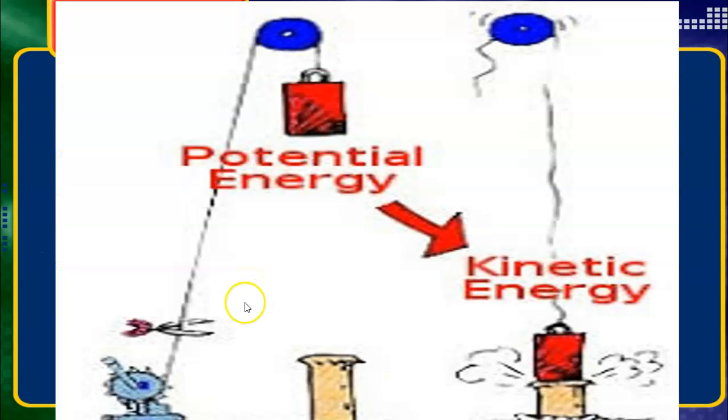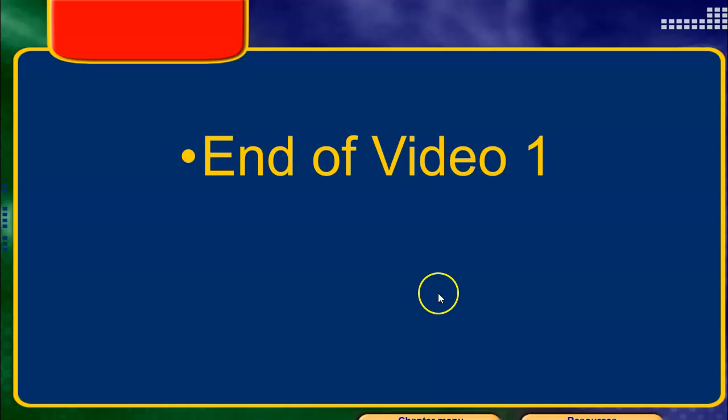So again, this is kind of a blurry picture, but potential energy is at the top. As it goes up, it gains potential energy. When it falls, it's speeding up, it's moving, so it has kinetic energy. So potential energy is when it's sitting still, kinetic energy is when it's moving. And that is the end of the first video.